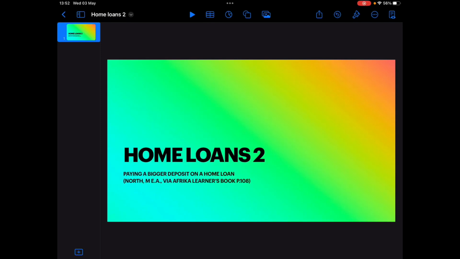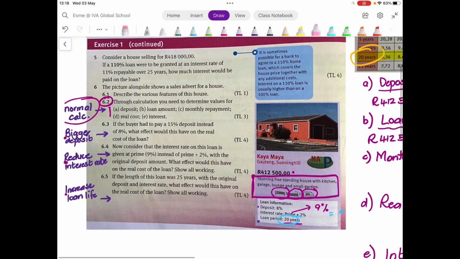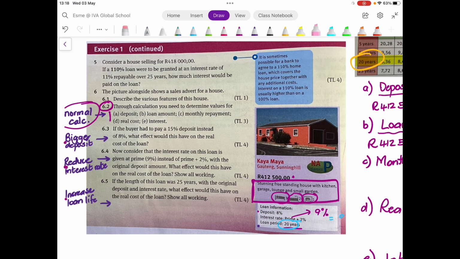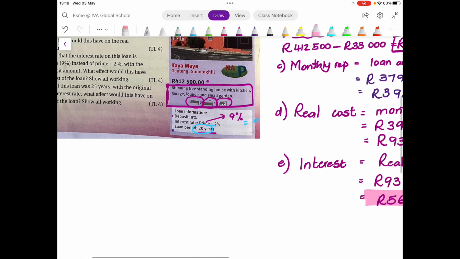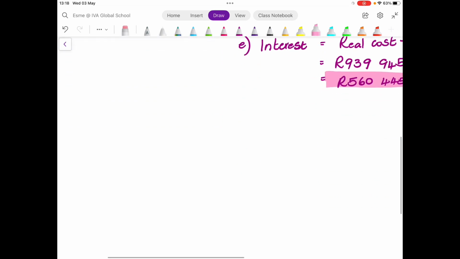We worked out the basic cost or the real cost of a home loan. We want to see what effect it will have on the home loan if we pay a bigger deposit. What they are asking in 6.3 is what happens if we pay a bigger deposit. So let's investigate that.